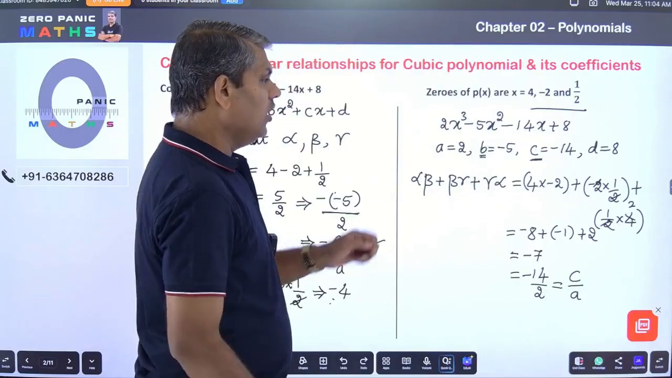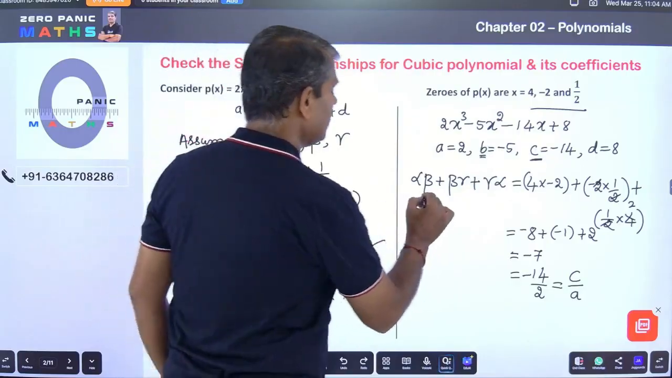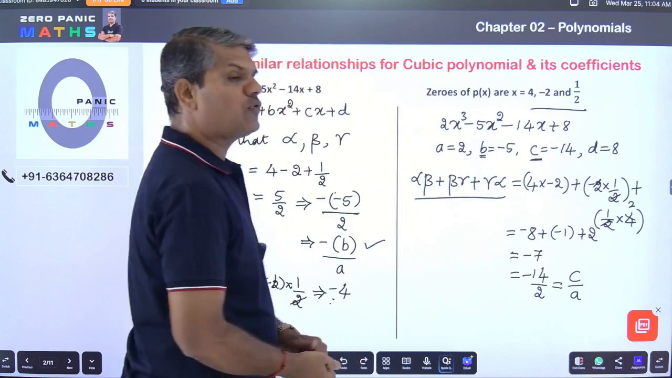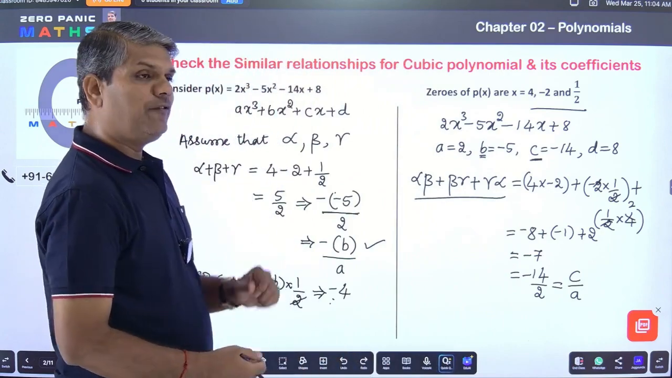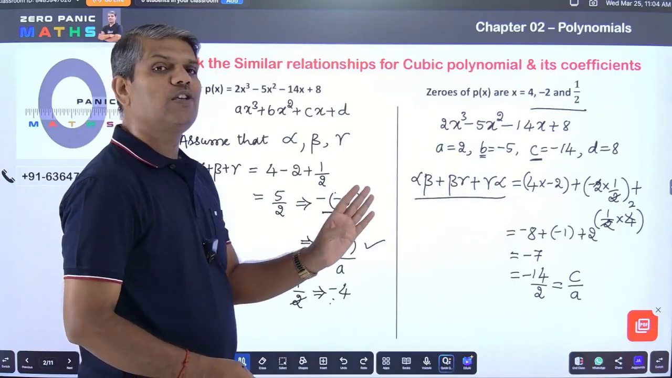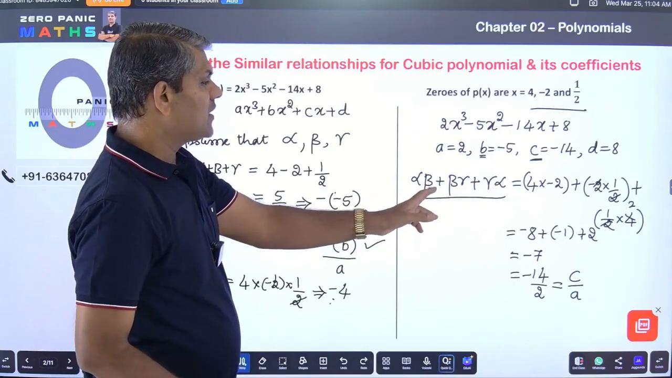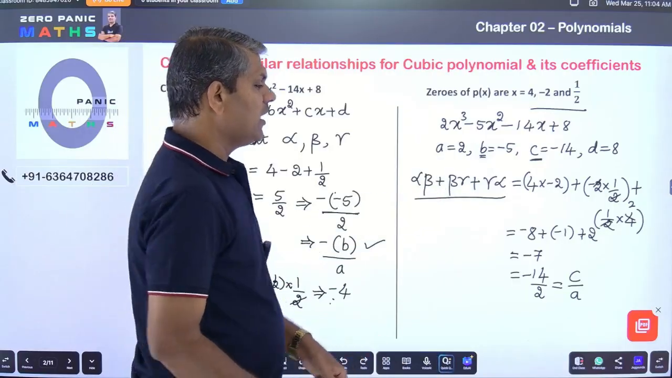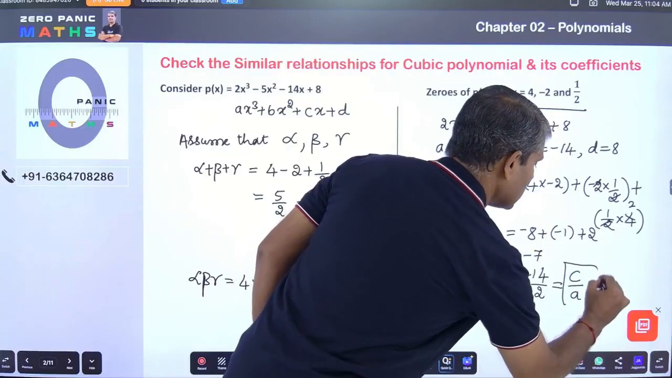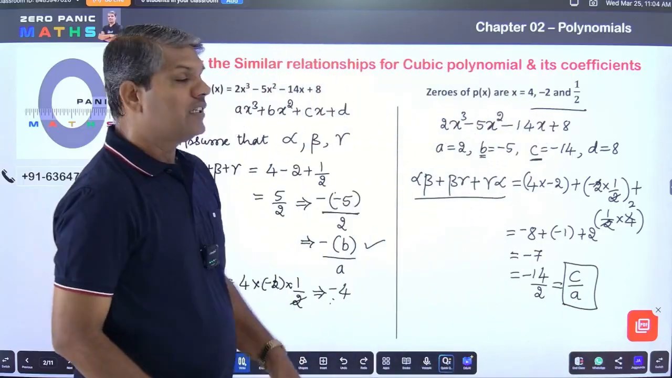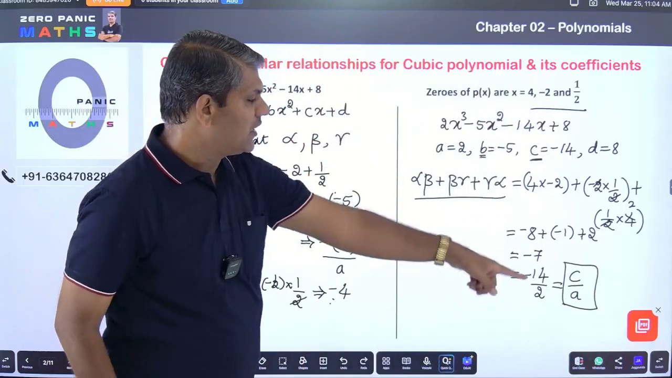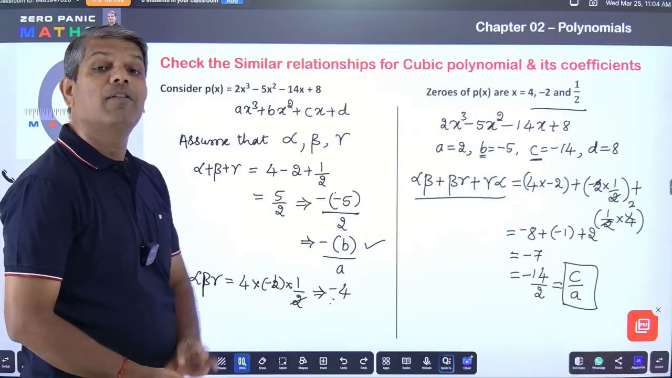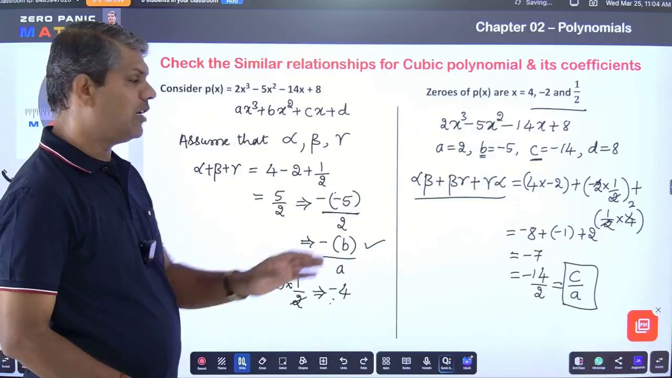So the additional property that exists for a cubic polynomial is: if alpha, beta, gamma are the three zeros of a cubic polynomial, then the sum of the products of the zeros taken two at a time is equal to the coefficient of x divided by a.